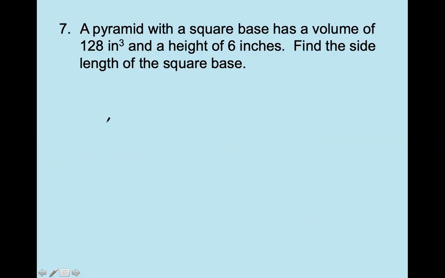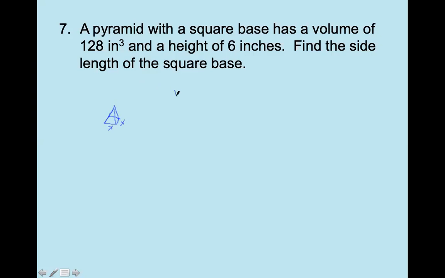So I know my pyramid has a square base. These sides go up. Okay, so I'm trying to find the side length. It is a square, so both sides are going to be the same number. In this case, I'm just going to call them x. So let's write down our volume formula.